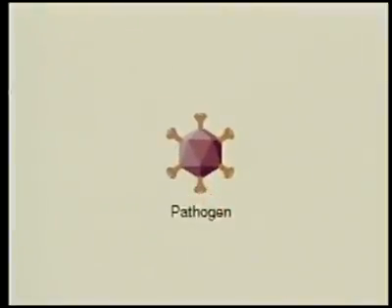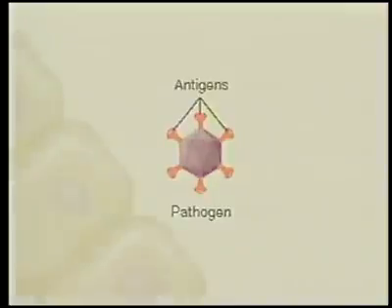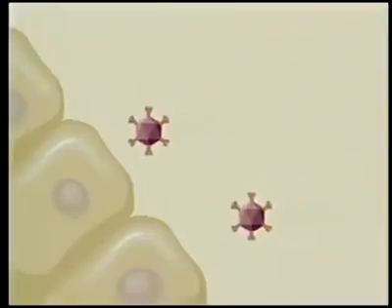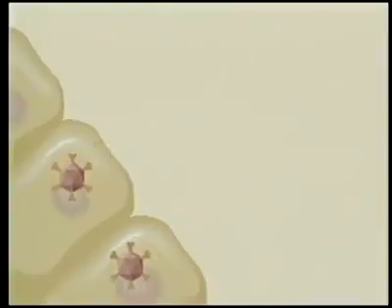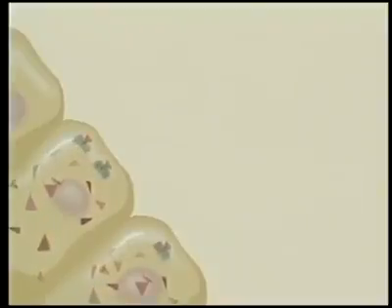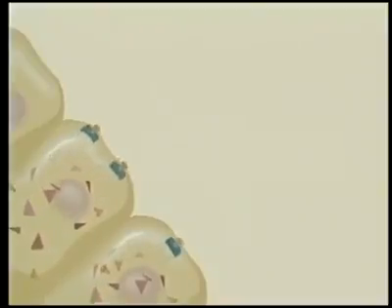Pathogens are disease-causing organisms. Pathogens have unique molecules on their cell surfaces called antigens. These body cells are about to be infected by a pathogen. The pathogen enters the cell where it disassembles. Antigens appear on the surface of the infected cell.